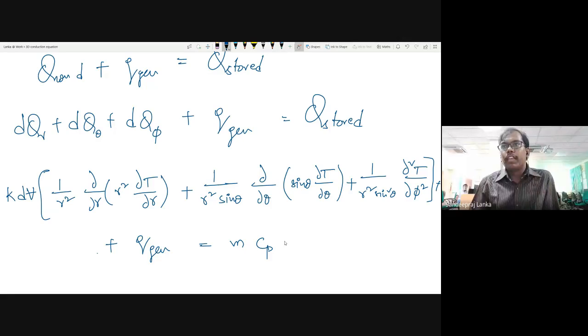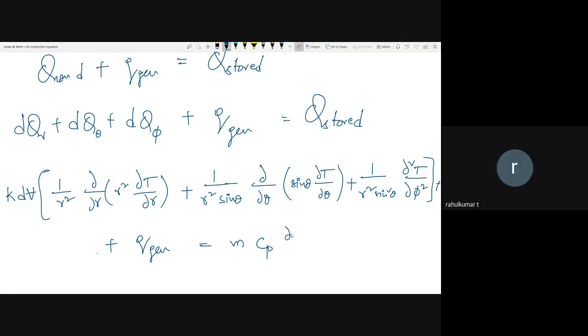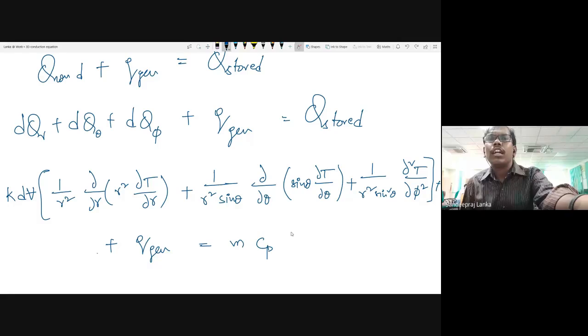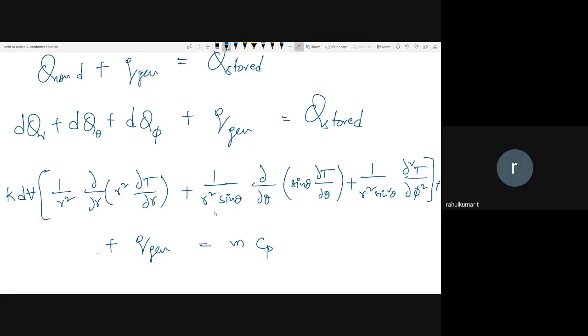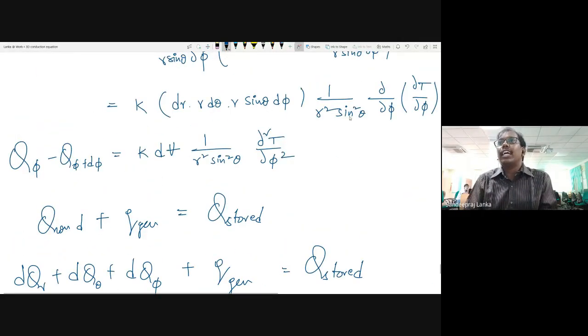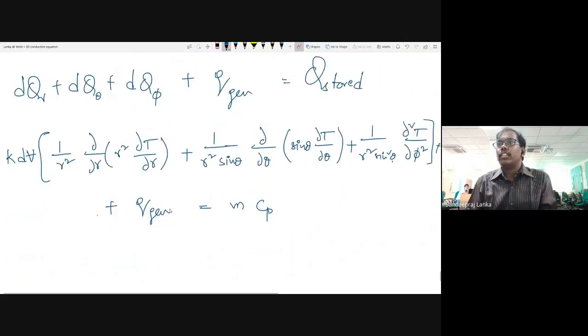Sir, mcp. Yeah. At last, 1 by r square sin square phi, I think. Which term, sir? Rahul? This one? Yes, sir. Last term, 1 by r square sin square phi, I think. It's not phi, it's theta. It's r square sine square theta. What we got here is theta, it's not phi. Oh, okay, sir.